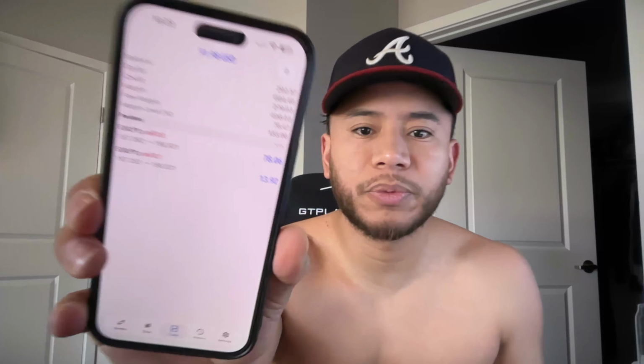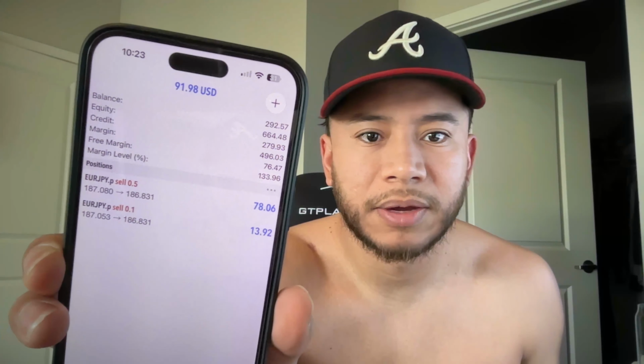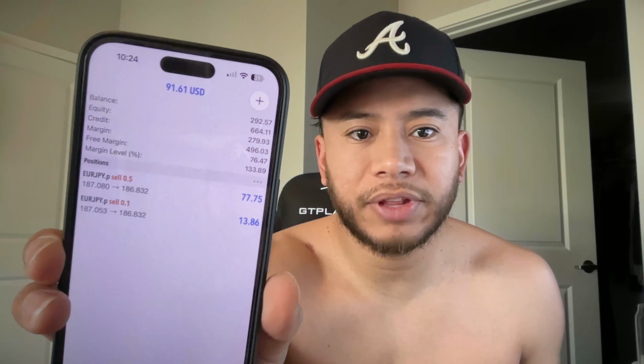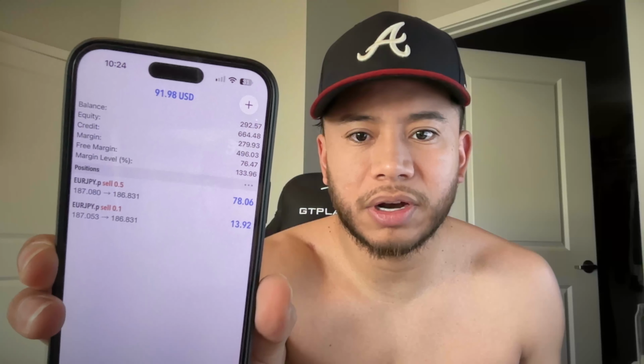So currently this is what the account is floating at. So the mistake is that instead of floating $92, I should be floating around $300 P&L. So I miscalculated the lot size. Such a dumb mistake that I made late at night when I was entering this trade.